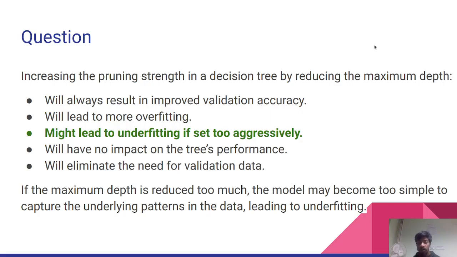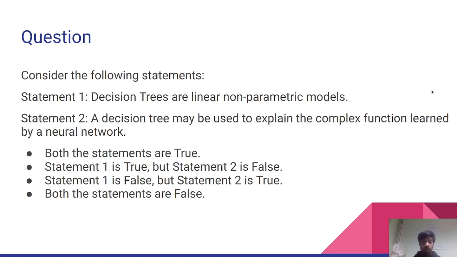And then after a few MCQs, we'll get to some numericals also, and then again we'll get to MCQs. So we have two statements. One is decision trees are linear non-parametric models, and this is statement 1. And statement 2 is that decision tree may be used to explain complex function learned by neural network.